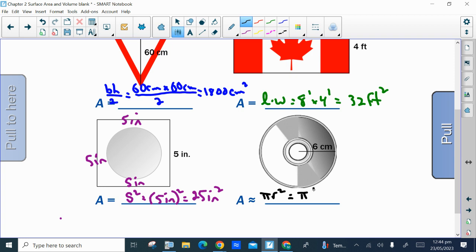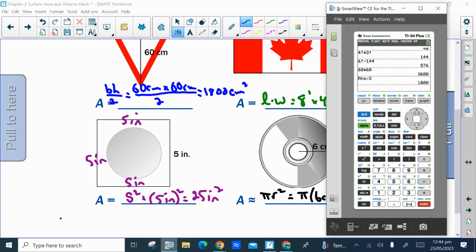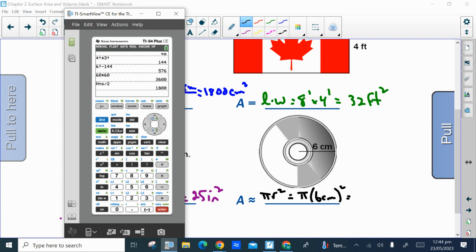But that needs to be multiplied by 6 centimeters. That needs to be squared, because the formula is pi times the radius squared. And the radius of that circle is 6 centimeters. So again, this is what pi is. Most calculators have a pi button on them. But that's only part of it, because that decimal continues on forever and ever. It never stops, it never repeats.